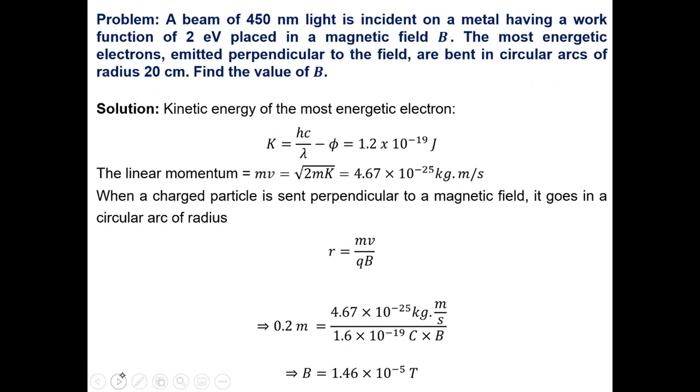Okay, now here is something interesting, and before I get into that, you should know that when a charged particle is sent perpendicular to a magnetic field, it goes in a circular arc of radius r, where the radius is given by mv by qB, where v is the velocity and B is the magnetic field. So the problem is, a beam of 450 nanometer light, so you get the wavelength here.